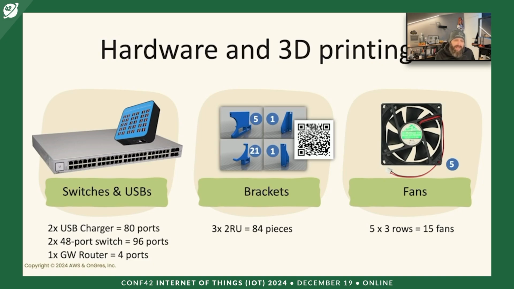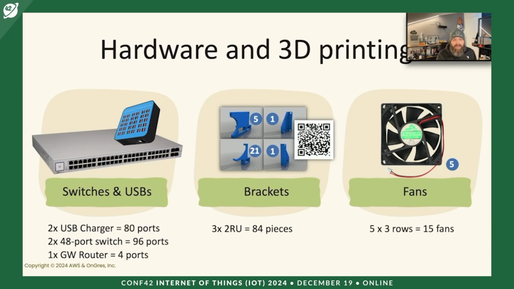So the maximum capacity we will have in our cluster is 80 Raspberry Pis. There are the brackets where we had 3 rows with 21 Raspberry Pis each, but there are multiple pieces on the 3D printed side. We had to print over 84 pieces just to assemble not just the Raspberry Pis, but also the fans. As you can see, we're using 5 fans per row, which takes us to 15 in total.